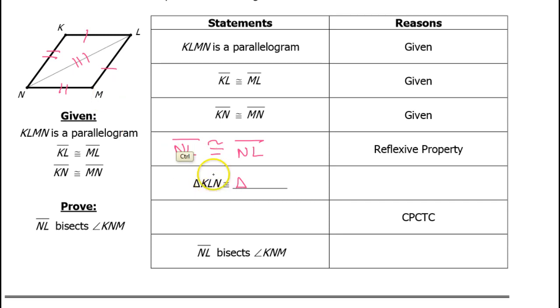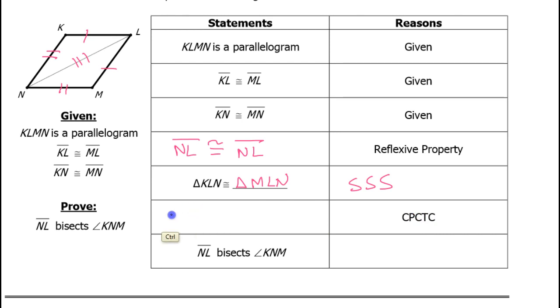Triangle KLN, and now I'm going to go MLN. All right, the order matters. Now why? This is going to be the side-side-side postulate. You see all three sides marked congruent. Now I see that CPCTC, corresponding parts of congruent triangles are congruent.